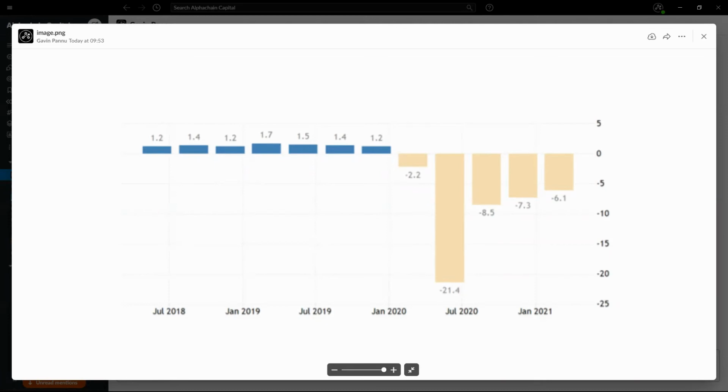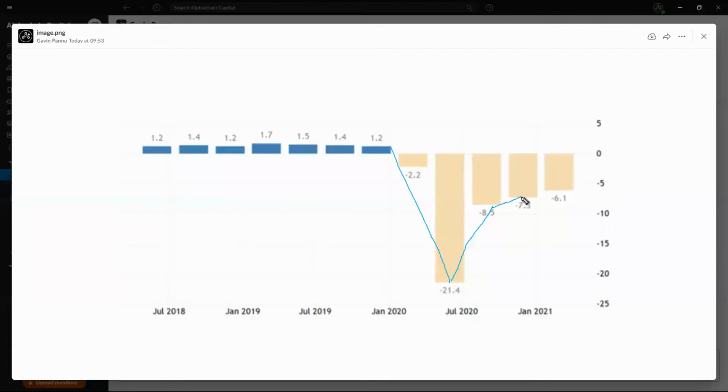Even though we had a sharp fall from the 1.2 down to a negative 21%, or just over 21%, there has been some initial recovery, but then that recovery is starting to slow down. So that recovery is starting to slow down when it comes to the GDP in the UK.